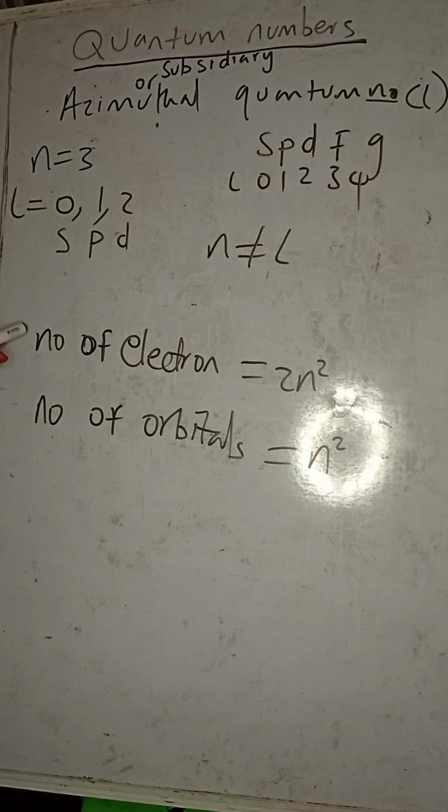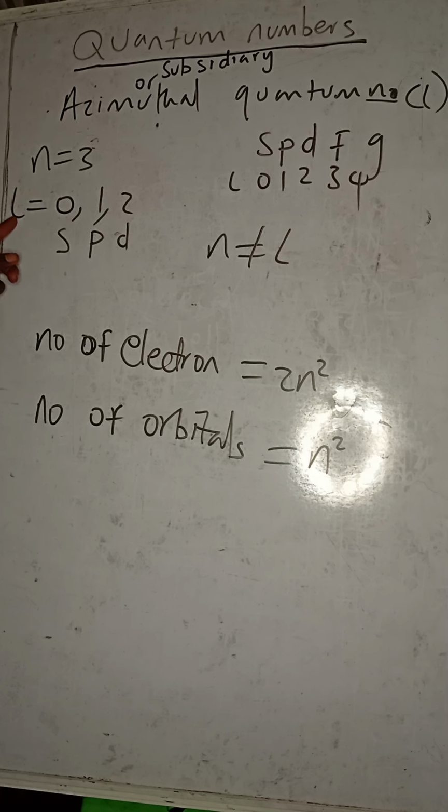So please, this is for the number of orbitals. They can ask you, for a value of n equal to 3, how many orbitals can we have? They can also ask you how many subshells. When n is equal to 3, how many subshells can we have? The subshell is L. For n equal to a value, there are n number of L values. So when n is equal to 3, there are 3 values of L. When n is equal to 4, there are 4 values of L.